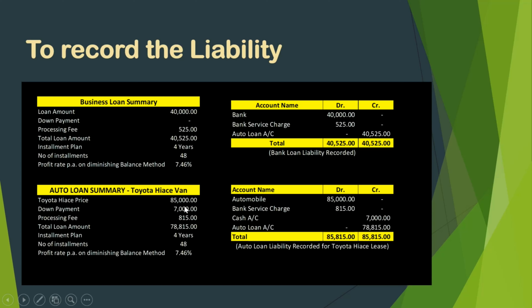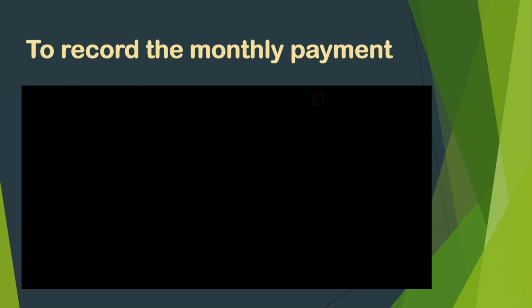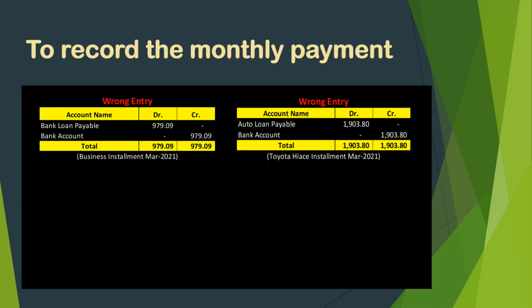So by looking at this summary, you can pass this entry easily: how much amount you need to debit to your asset account, what the processing fees and charges are, then the cash account for the down payment, and then finally the auto loan account you will give credit. So this is how you record the liability and create the asset. In the next slide we will see how to record the monthly payment of the loan.